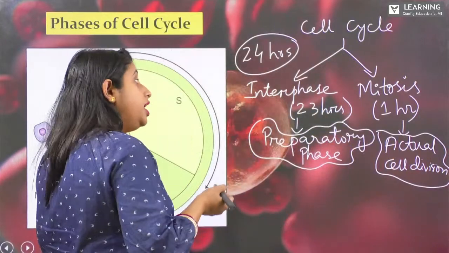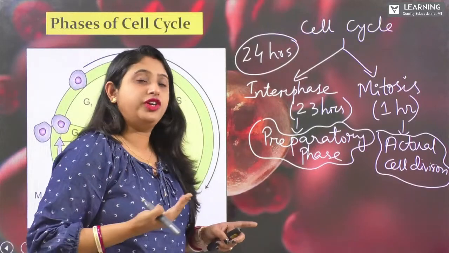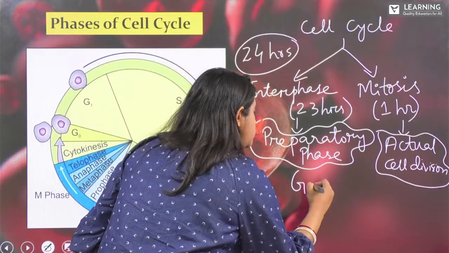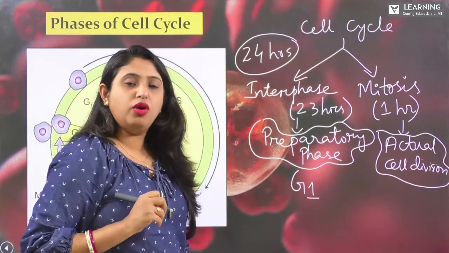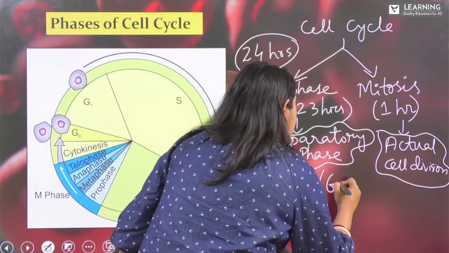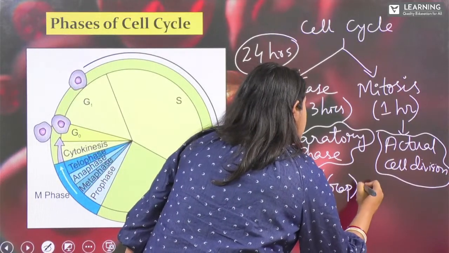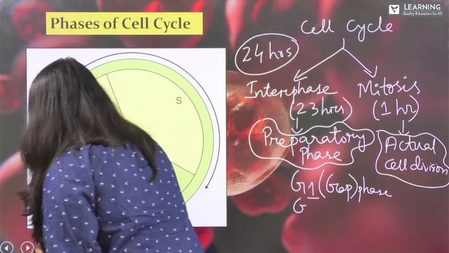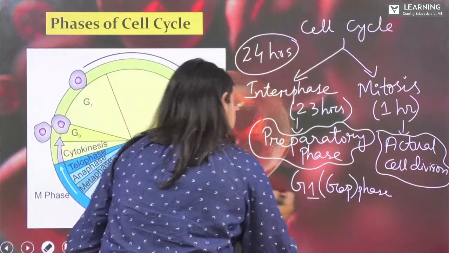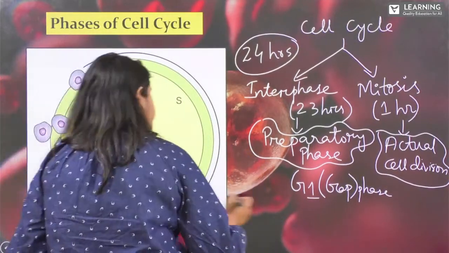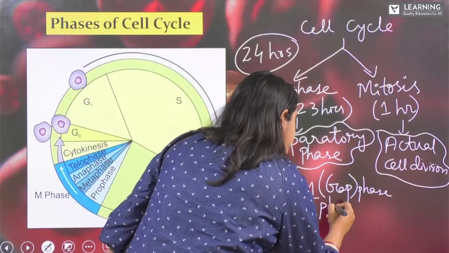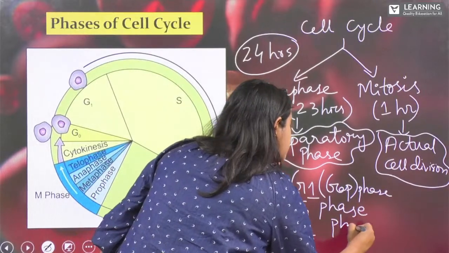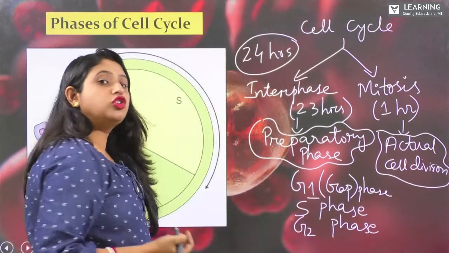Now, the interphase is again divided into three phases. So what are the three phases? Yes, G1. What do you mean by G1? G1 means gap phase. Then the S phase, and then the G2 phase. So these are the three phases of the interphase.